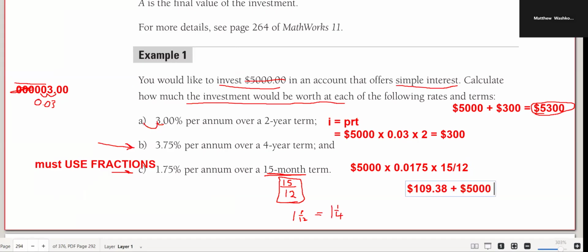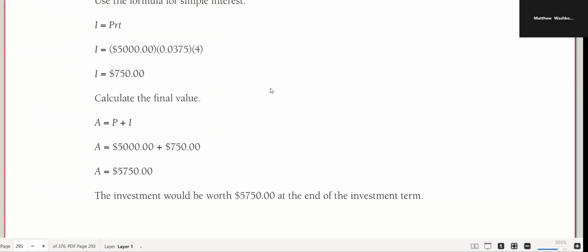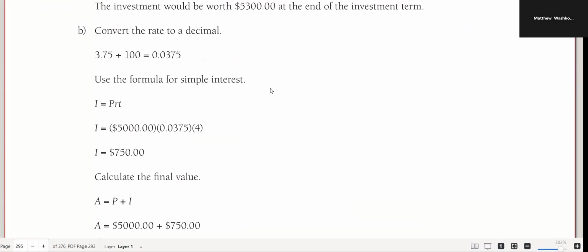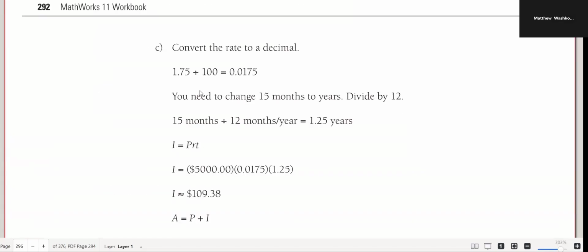Add the $5,000. My total investment, because remember, you got to read the question right, it's $5,109.38 here. And you can see the other answers down here as well. Oh, that's B. Okay.